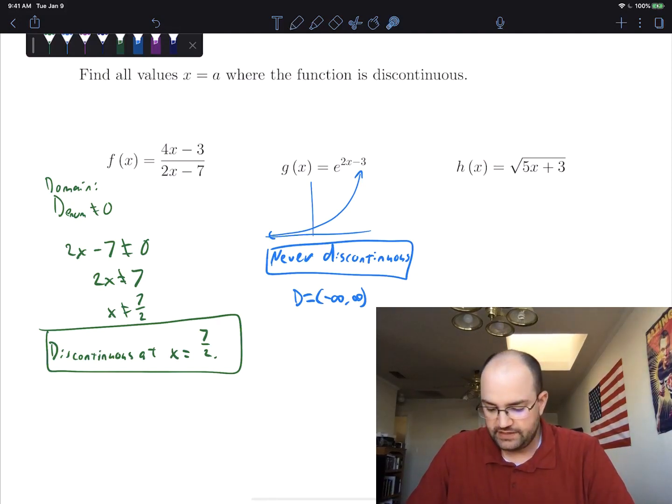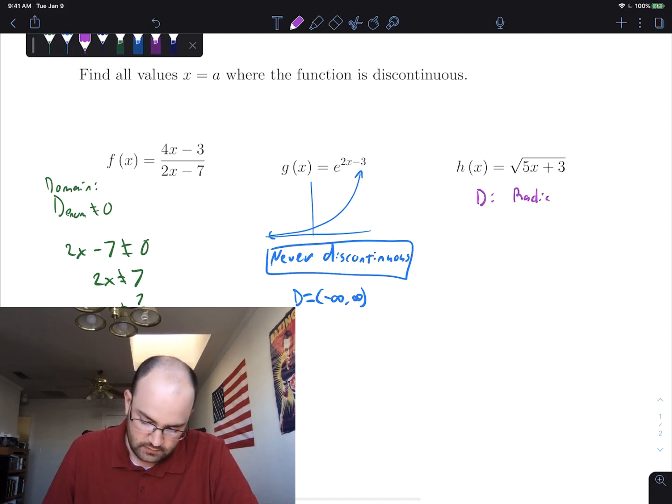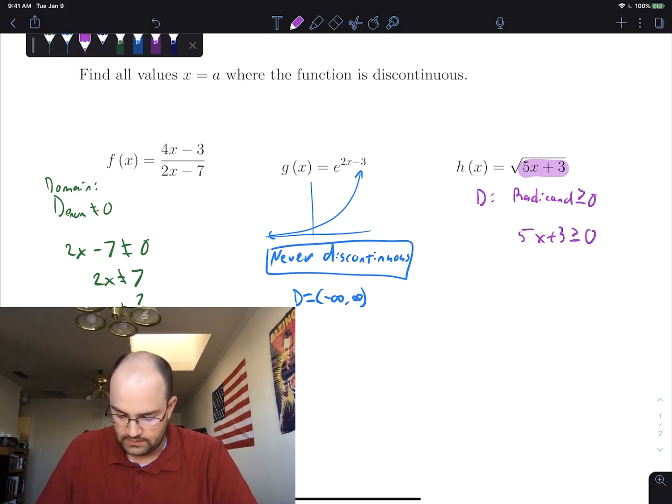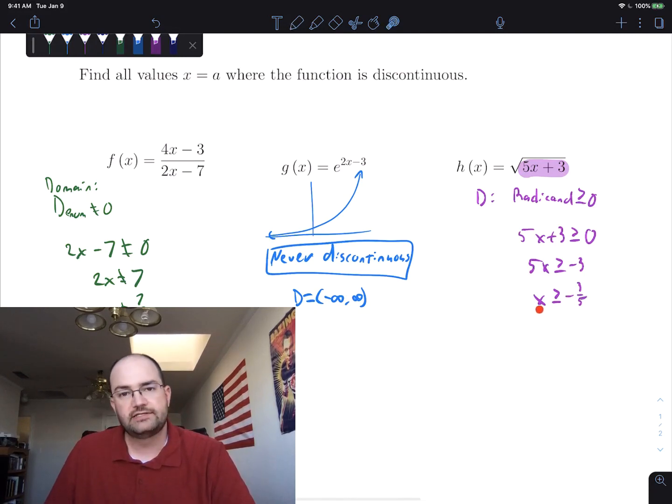Now for the last one, h of x equals the square root of 5x plus 3. The domain for a square root is where the radicand is greater than or equal to 0, and the radicand is what we call the 5x plus 3. So we take that 5x plus 3 and set it greater than or equal to 0. To do this, we just subtract 3, divide by 5. So the domain is where x is greater than or equal to negative 3 over 5.